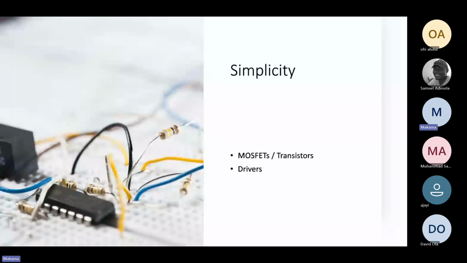I just can't explain how drastically these MOSFETs and drivers provide us simplicity in controlling our motors and directions. They play an important role because with MOSFETs and drivers, in an easy way you can gain control over your motor speed or motor direction. That is what we'll be looking at in this session.